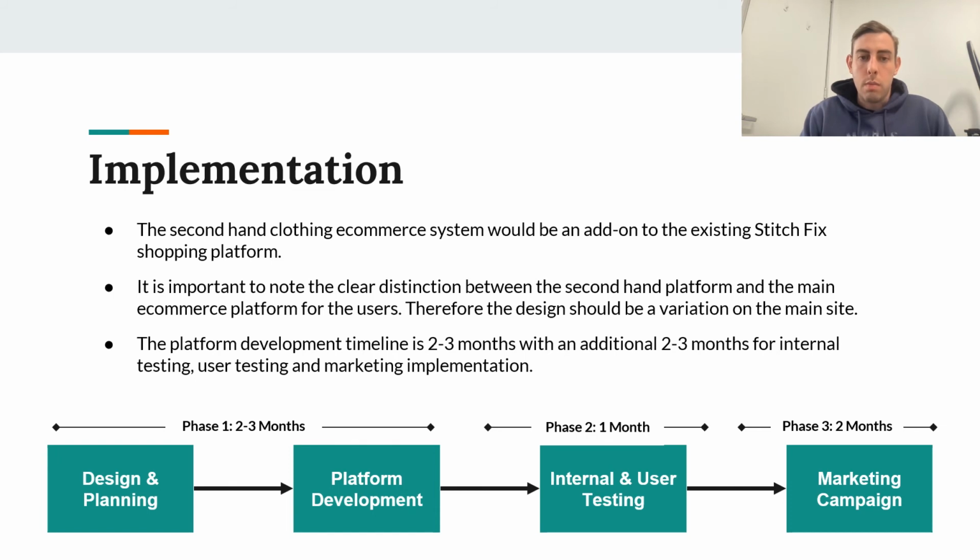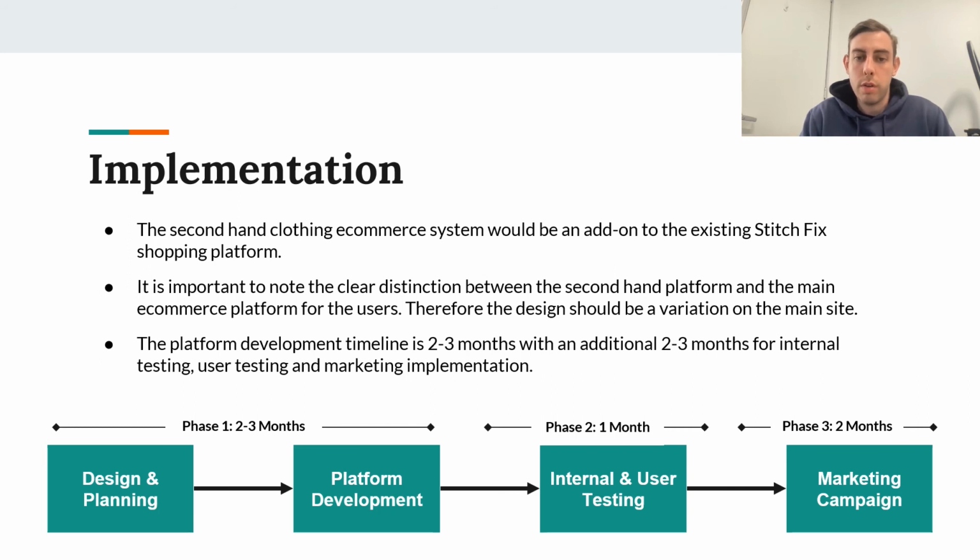Stitch Fix will then wash and photograph the items, which they already have that process for their full e-commerce store, and list them on the marketplace. Customers can then browse the marketplace for second-hand clothing and fashion items and order them as part of their next Stitch Fix delivery. The implementation would be an add-on to their existing e-commerce system.